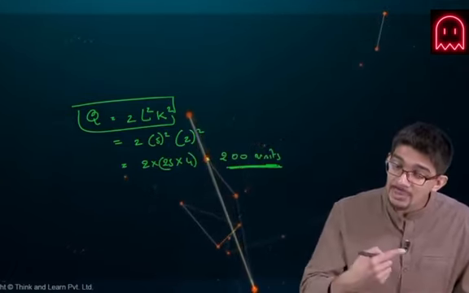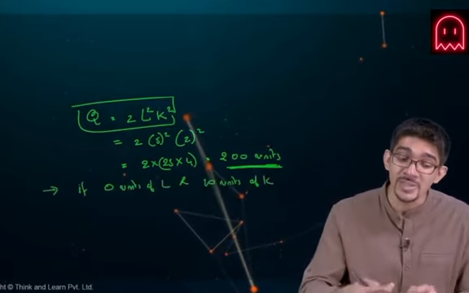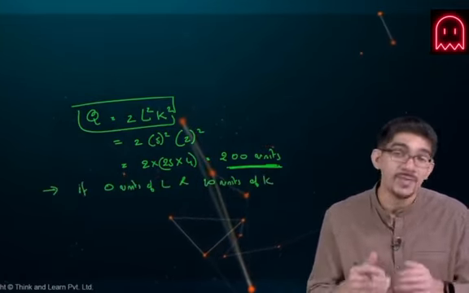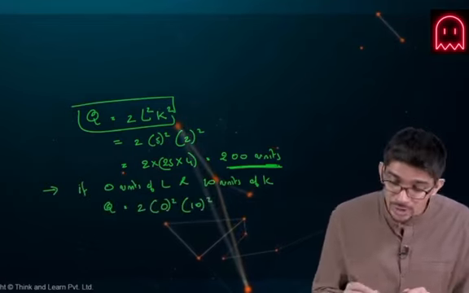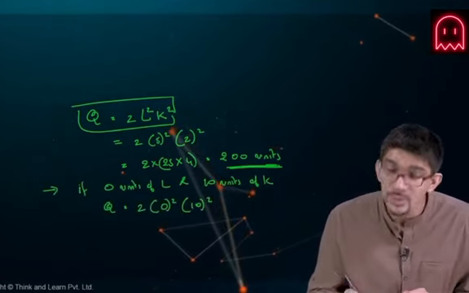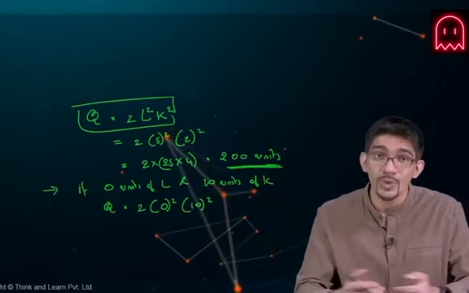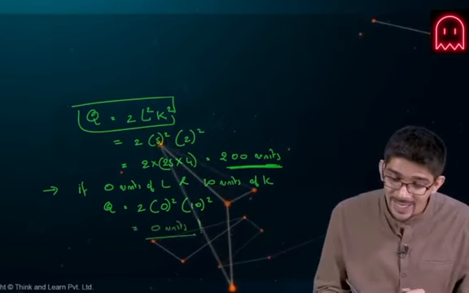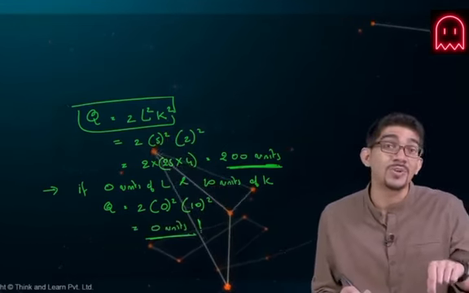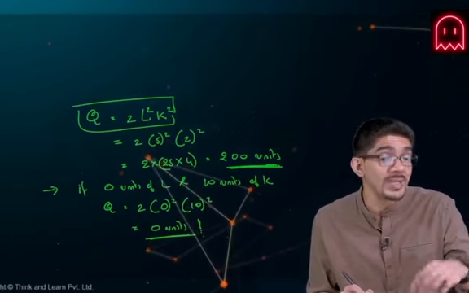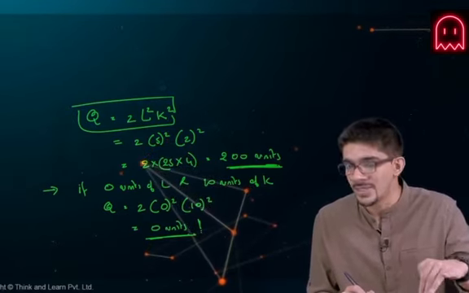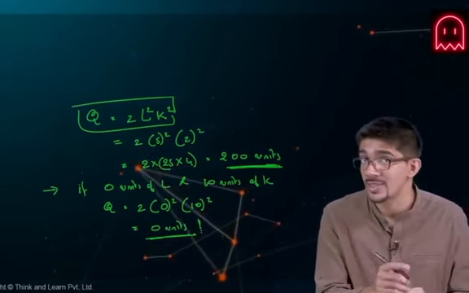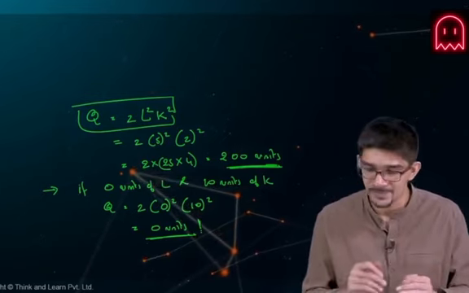But what is the maximum possible output that the firm can produce with 0 units of L and 10 units of K? We can substitute them in. So Q is equal to 2 into 0 square into 10 square. Now 0 square is 0, multiplication by 0 makes everything 0 units. So with 0 units of labor, no production is possible in this particular production function because it's a multiplicative production function. So labor is essential here.